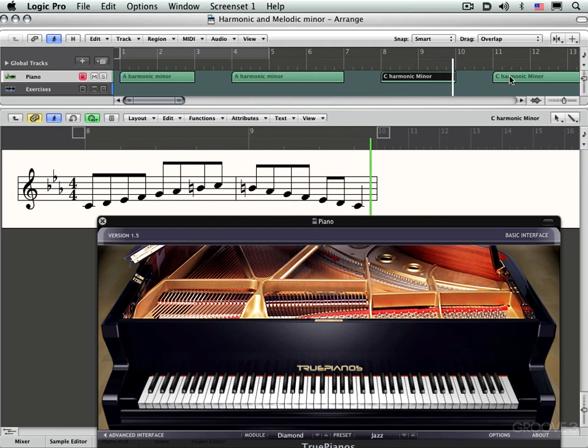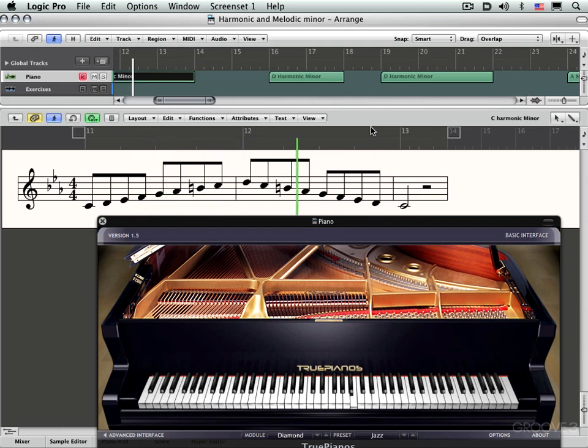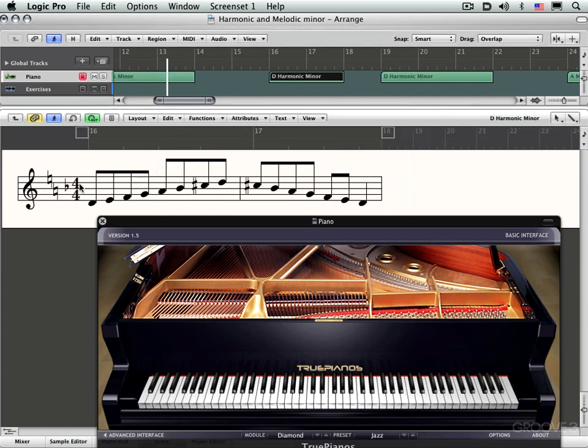And here's that same example going up to the 9th degree. Now I want to show you one more example of the D harmonic minor scale, again, just to drive home the point about how the accidentals have to be notated. Here's D harmonic minor. So we have the key signature of 1 flat, since the relative major of D minor is F major, 1 flat.